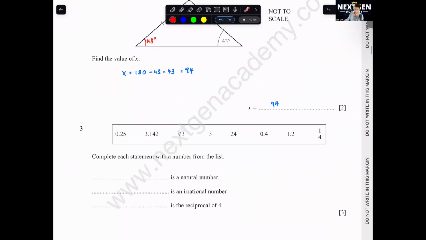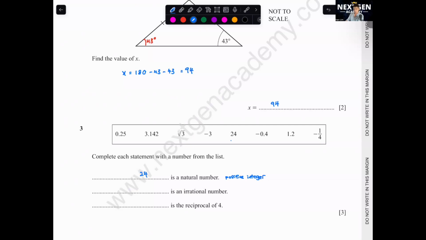Number 3. Complete each statement with a number from the list. What is a natural number? What is an irrational number? What is the reciprocal of 4? What is the definition of a natural number? Amira, very good. Positive integer. For those of you who don't know, integer means your whole number. So there's only one value, which is 24. This one, the first one.